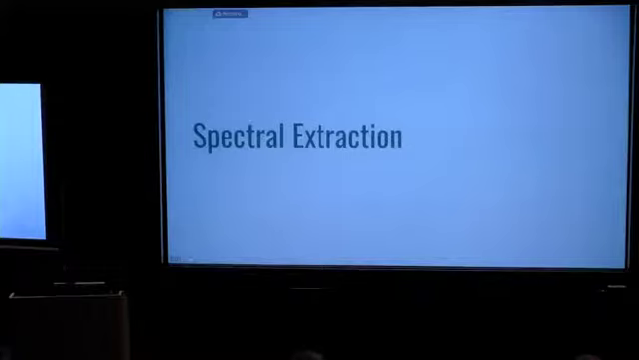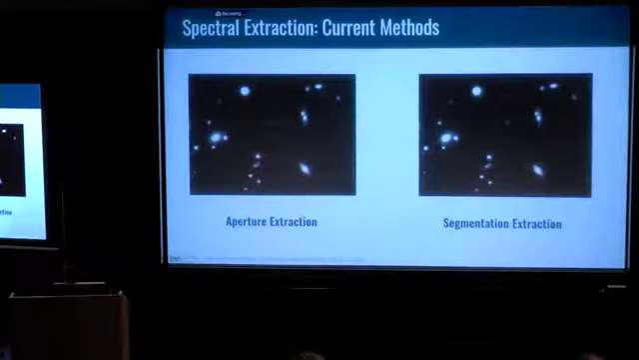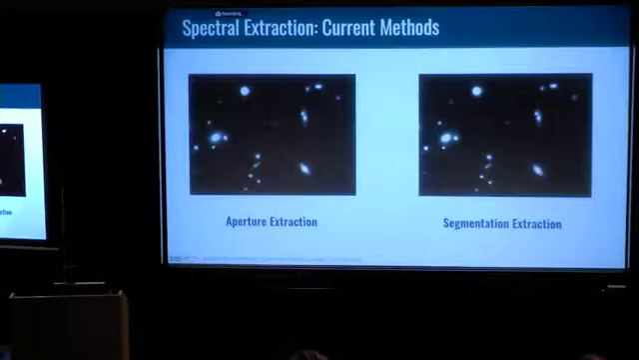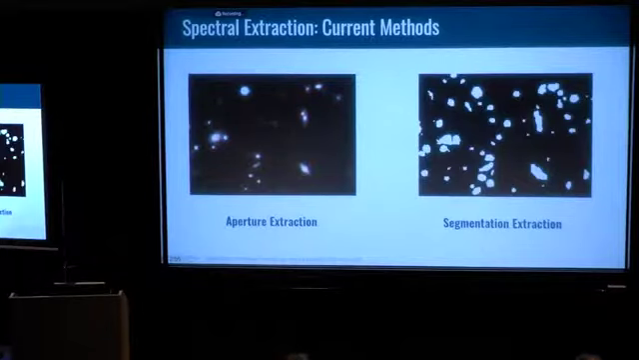Again here, I'm just going to briefly talk about what the standard methods are for extracting spectra from data cubes. So we have aperture extractions and then segmentation extractions. So you have a field and you identify all the objects, and then you can either place apertures over each of the sources and extract all the spectra from each of the pixels within the aperture, weight it by maybe some broadband photometry or the white light image created from the data cube.